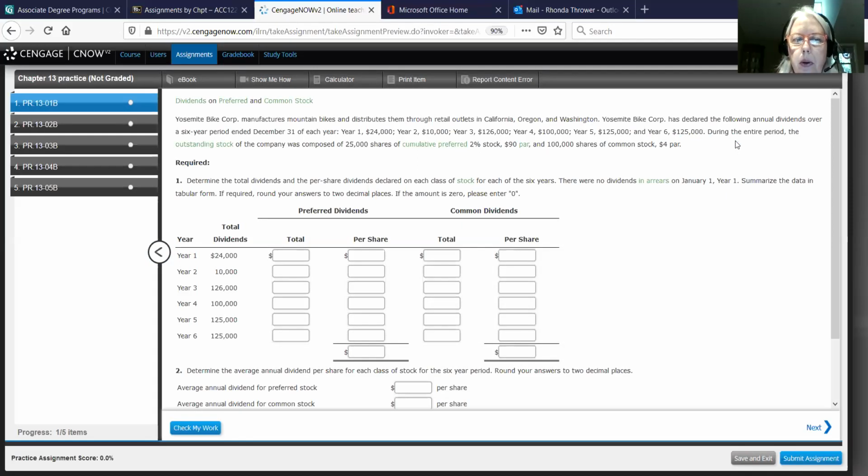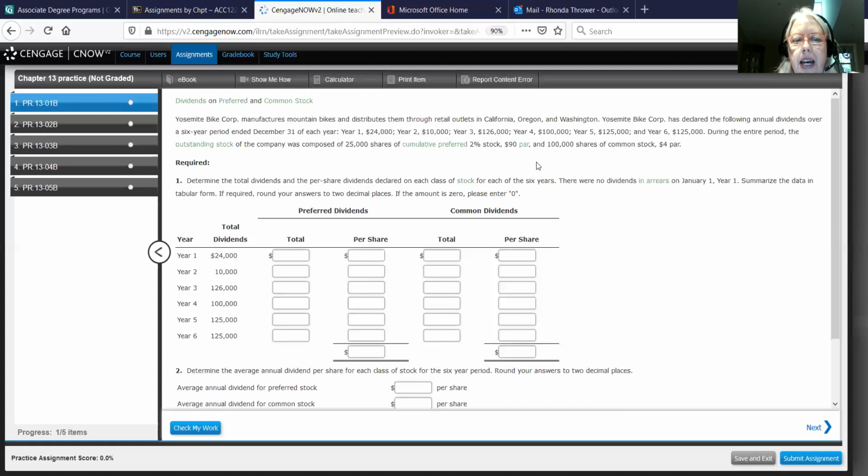During the entire period, the outstanding stock of the company was composed of 25,000 shares of cumulative preferred 2% stock. That stock had a $90 par value, and 100,000 shares of common stock were issued at $4 par value.